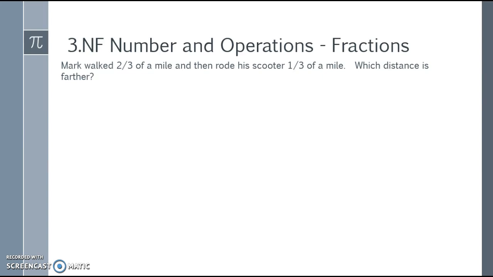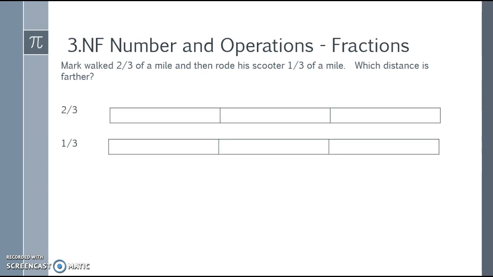Mark walked 2/3 of a mile and then rode his scooter 1/3 of a mile. Which distance is farther? So here we're comparing fractions with the same denominator. So let's start with a bar graph here. 2/3 is 2 copies of 1/3, and 1/3 is 1 copy of 1/3. So 2 copies of 1/3 when split into 3 are 2 pieces, and 1/3 is 1 piece. I can see now that 2/3 is greater than 1/3.